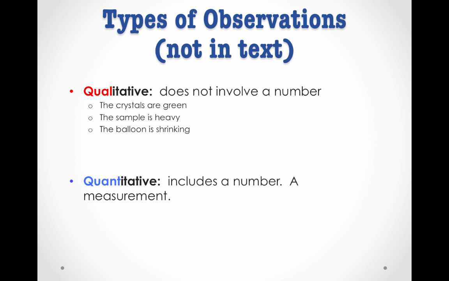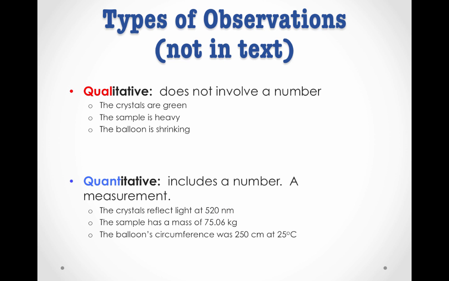This is as opposed to quantitative observations. Here we have the root quant, meaning quantity. These include a number and are often thought of as measurements. For instance, the crystals reflect light at 520 nanometers. The sample has a mass of 75.06 kilograms. The balloon's circumference was 250 centimeters at 25 degrees Celsius. Each of these observations involves a measured number. Therefore, they're quantitative observations.